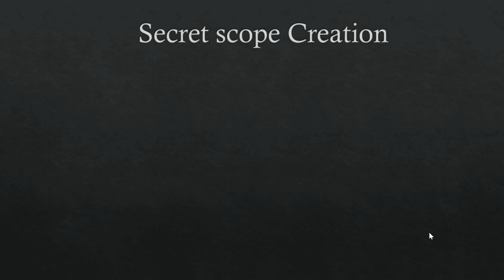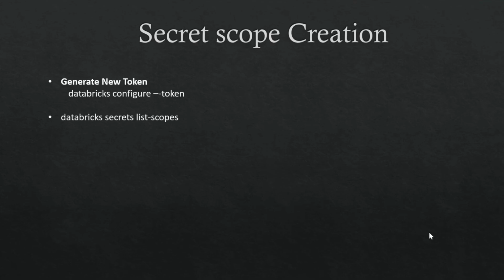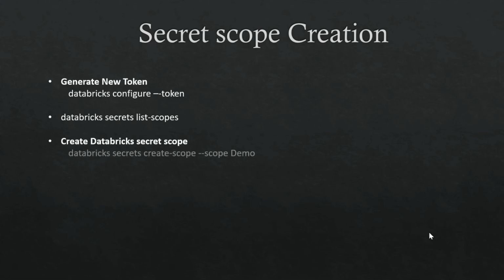Now let's see how to do a secret scope creation. First of all, to create your secret scope, you need to install your CMD and the Databricks CLI. Once you have done that, you have to generate a new token in Databricks and configure your CMD with databricks configure --token. Then you can list the secret scopes in case any secret scope is already created. Then you can create your Databricks secret scope with databricks secrets create-scope --scope demo.